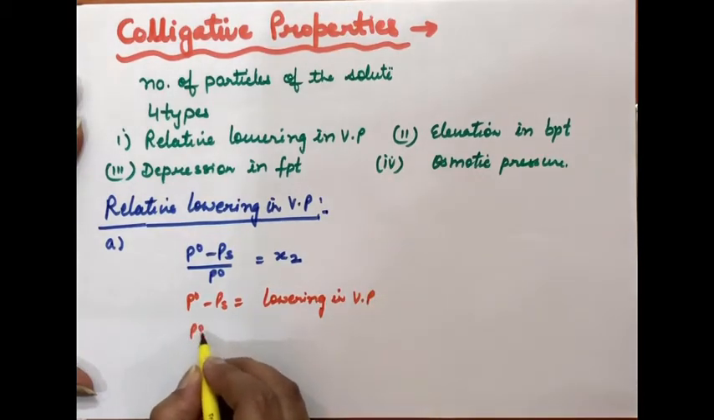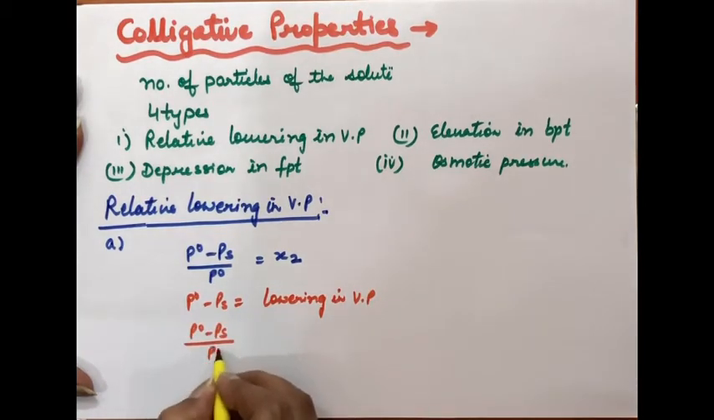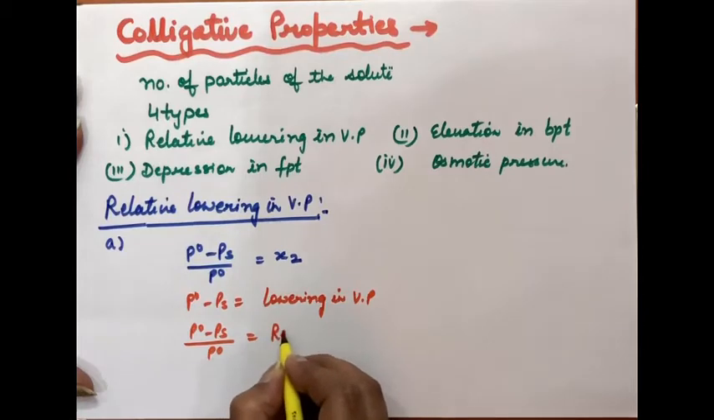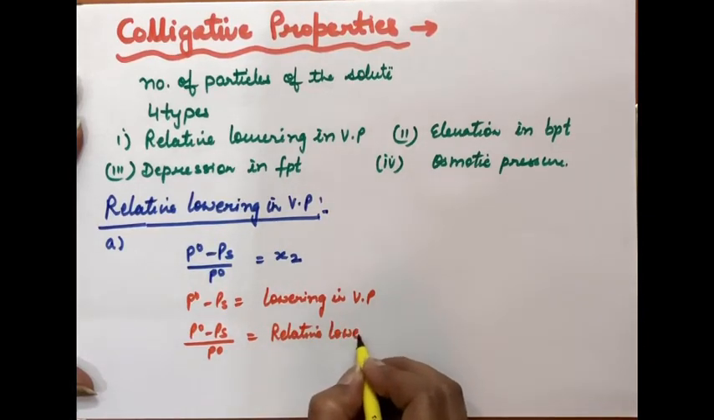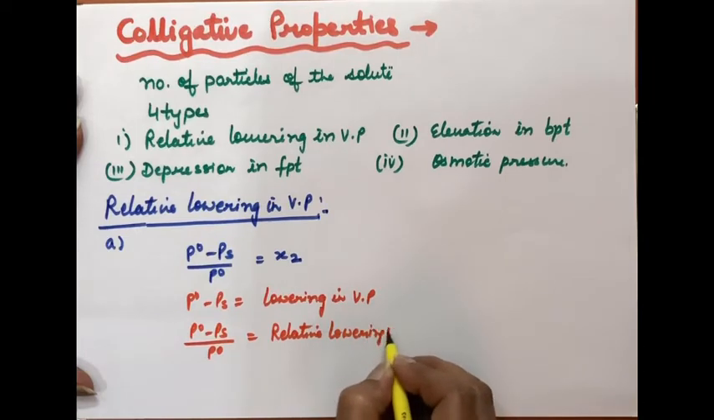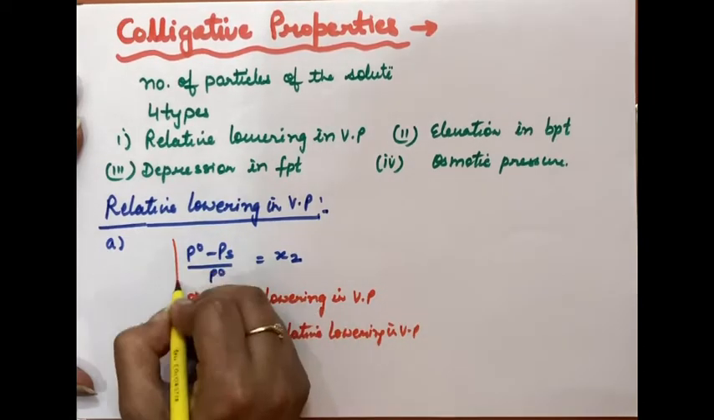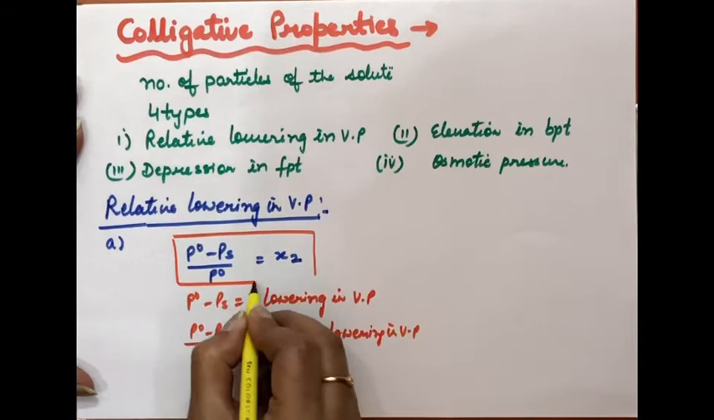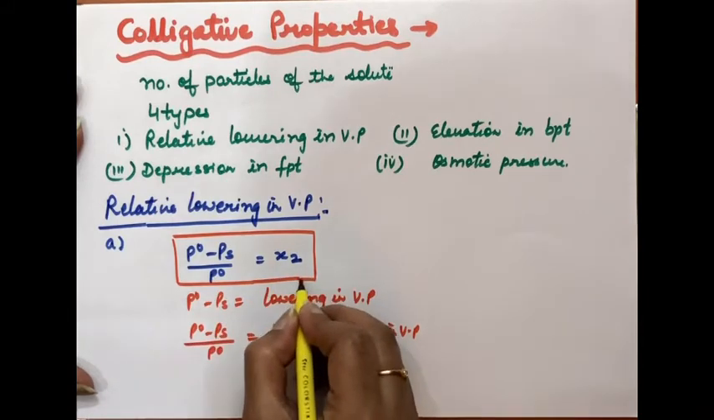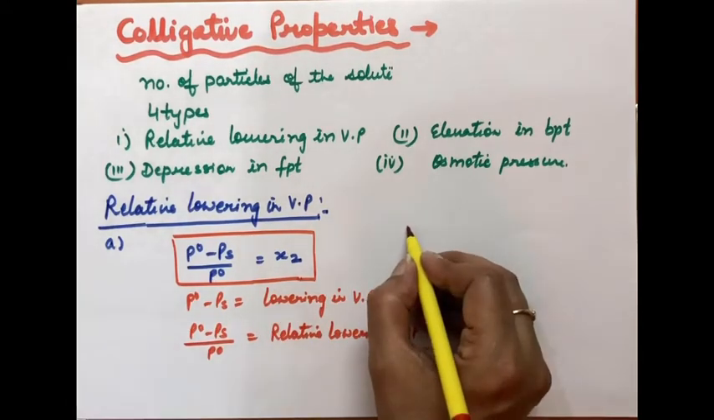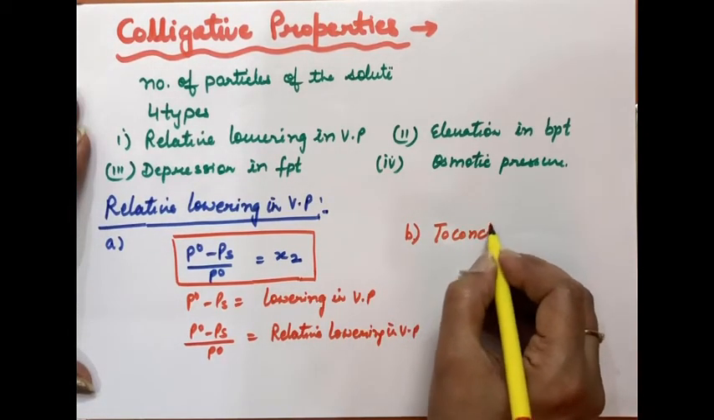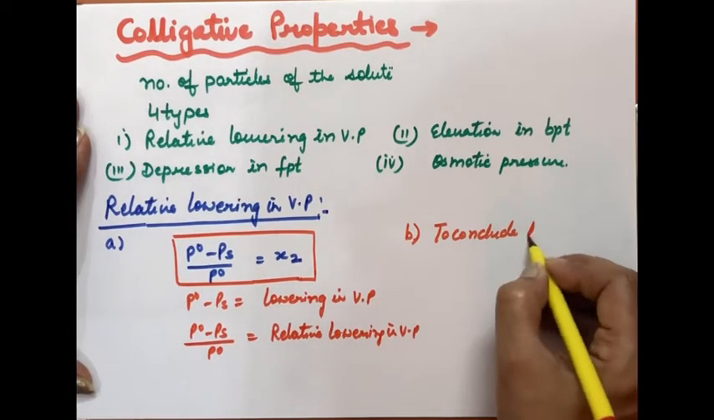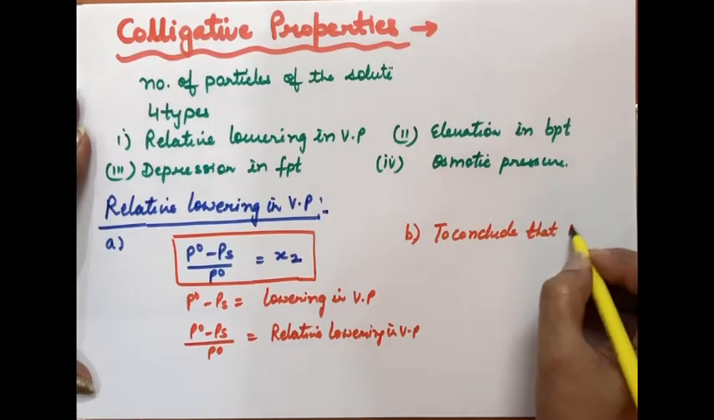And what is P0 minus Ps? When we divide it with P0, that becomes the comparison we can have, and that is called relative lowering in vapor pressure. So relative lowering in vapor pressure is equal to the mole fraction of the solute. This already we have derived, and the next part of this colligative property is we have to conclude that this is a colligative property.